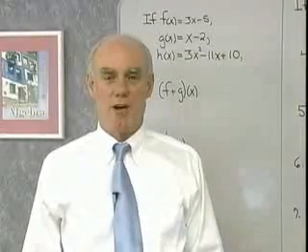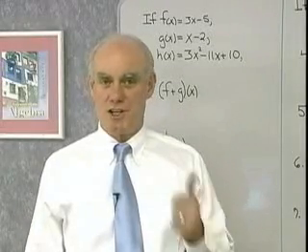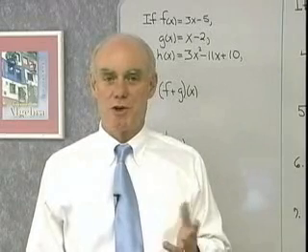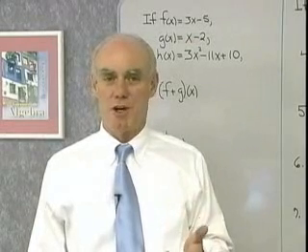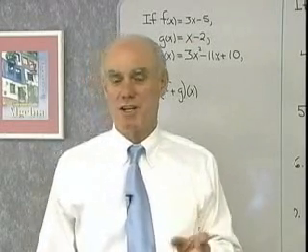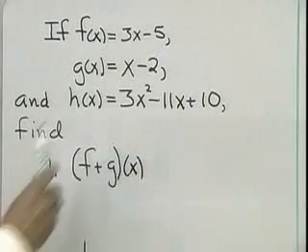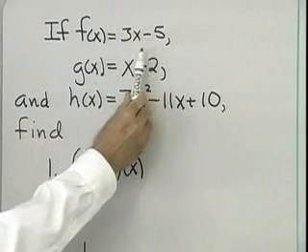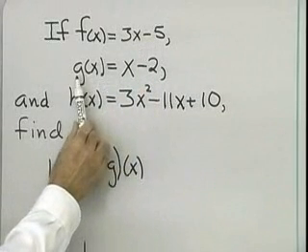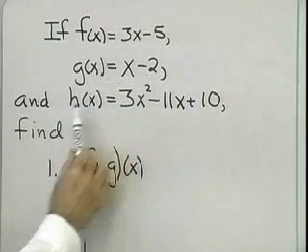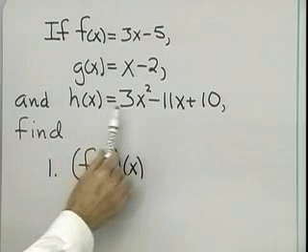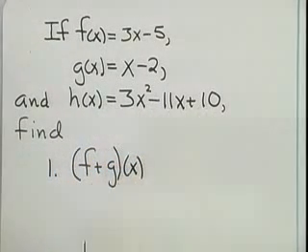Want to do some algebra with functions right now, and you'll see I've written over on the board 3 functions, and what we're going to do is look at their sum, difference, product, and quotient, or at least some of those things. Let's look at our first problem. I've written over here f of x is 3x minus 5. That's one function. The function g is g of x equal x minus 2, and the function h of x is 3x squared minus 11x plus 10.